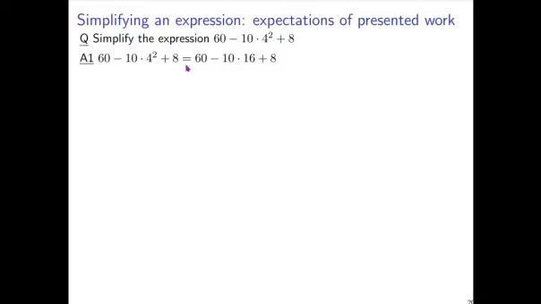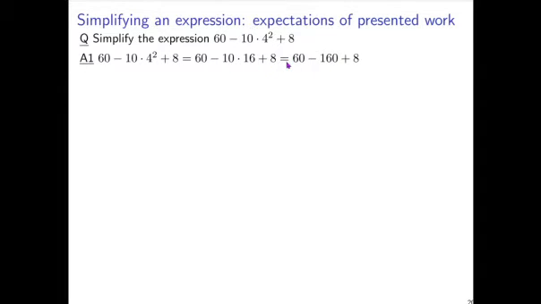We'll follow the order of operations. So the 4 squared happens first. That's why there's a 16 here now. And now scanning from left to right, oh, sorry, we've got a multiplication. That's going to happen before the minus and the plus happen. So let's do 10 times 16, which will be 160.